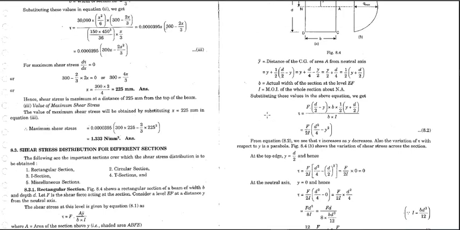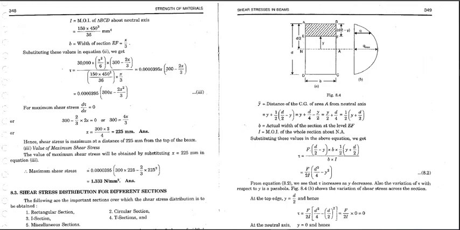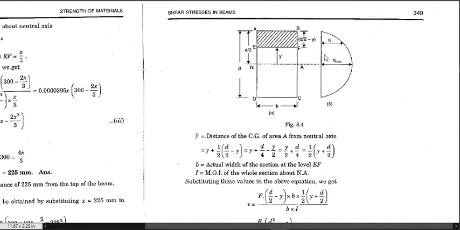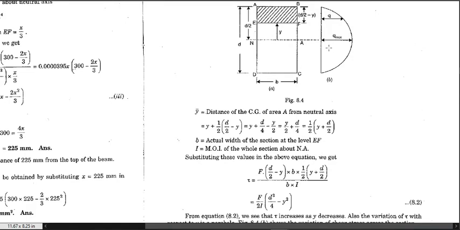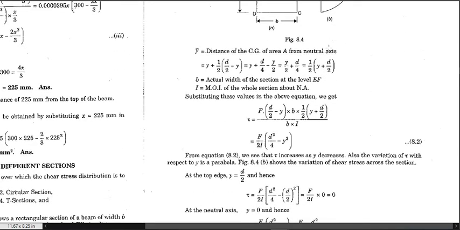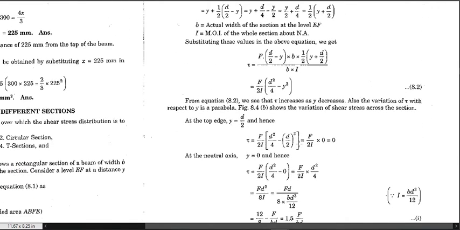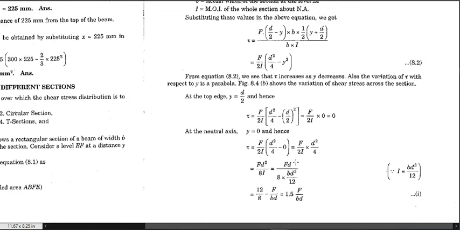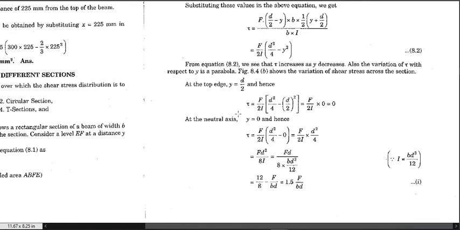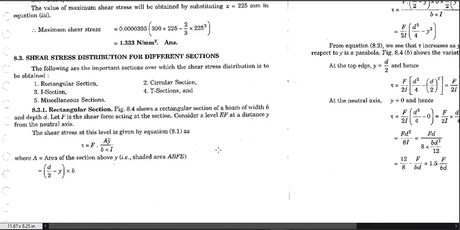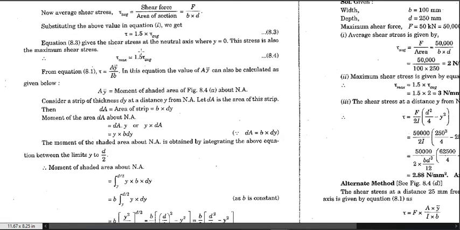If we put all those values, we will see that the actual shear stress distribution is parabolic, having maximum shear stress at the center. This is its equation. If we put the value of y at the top edge, we find that the shear stress is 0, and at the neutral axis it is maximum, which is 1.5 times the average shear stress. So the maximum shear stress is 1.5 times the average shear stress.